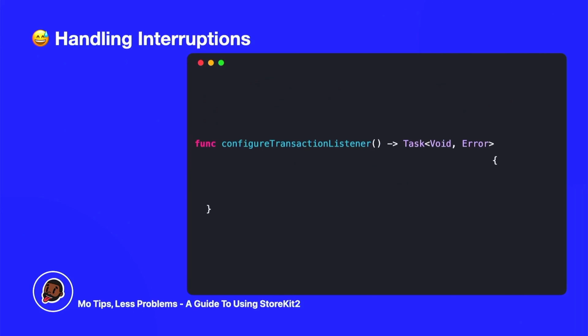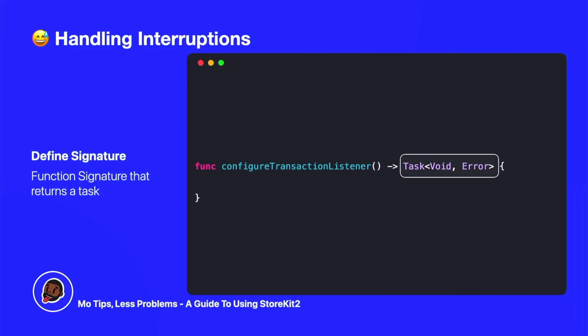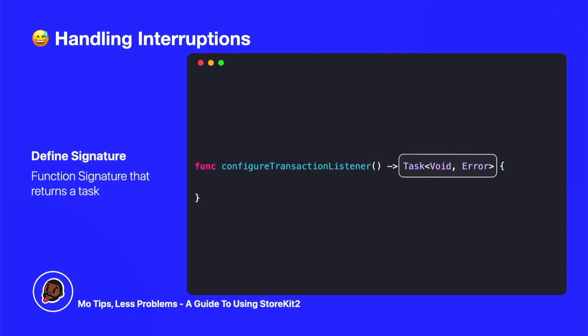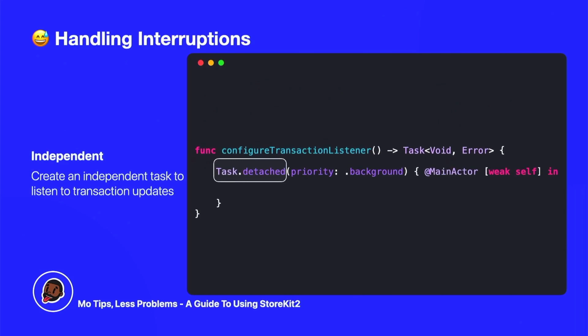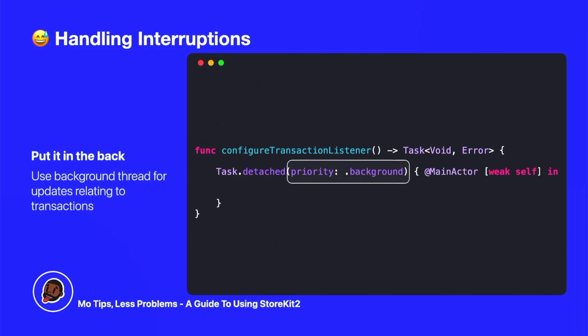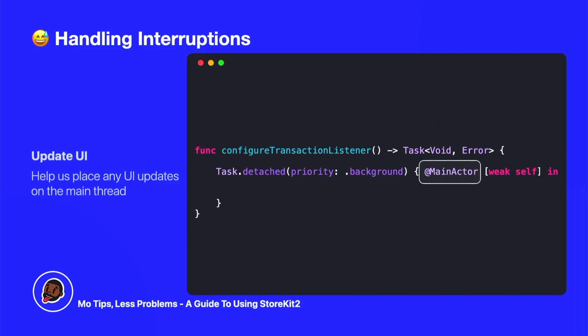The first thing we need to do is define our listener, which is why I called this function configure transaction listener, and it will return some kind of task. Within here, I'm going to create a detached task because I want this to be completely separate from any other task and be on its own. I also want the priority to be on the background thread so we can listen to any updates in the background. And for any UI updates, we'll use the main actor here as well, so we don't get any warnings saying we're not publishing on the background thread.